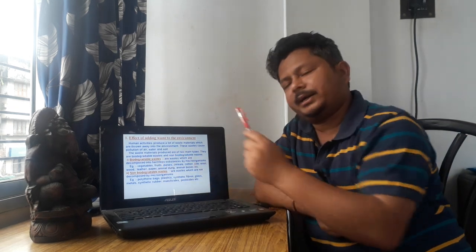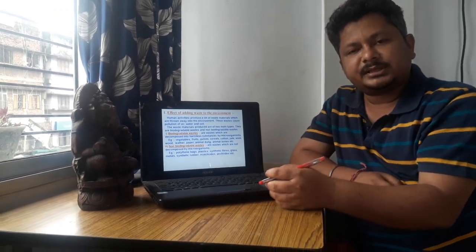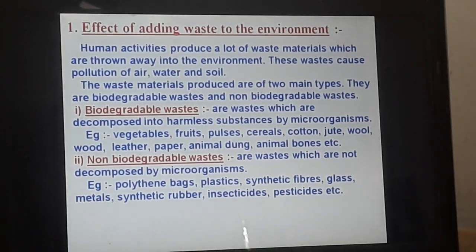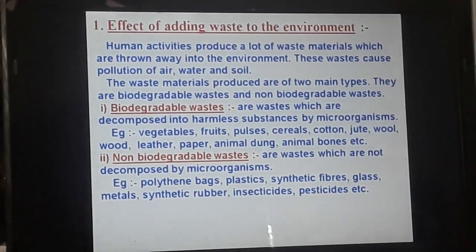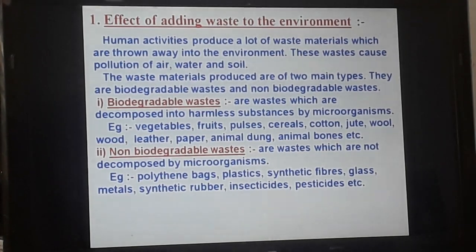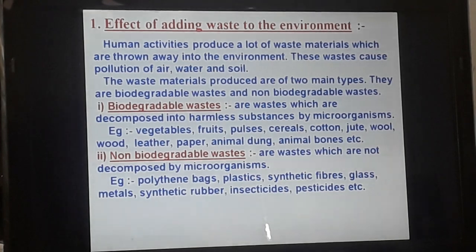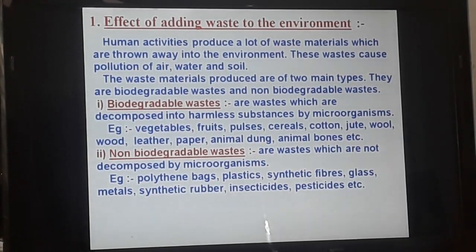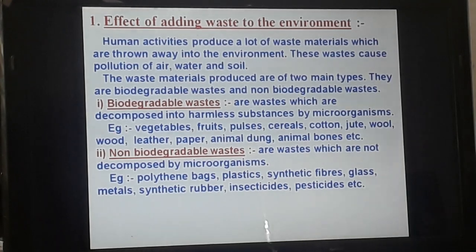When you hear the word biodegradable, bio means life, and degradable means which can be converted into some harmless substance. Please understand. Let us consider the example of kitchen waste. Kitchen waste is an example of biodegradable waste, because it is a complex substance, but it is converted to a simple substance by microorganisms. So any type of waste which is converted to a simple form by microorganisms is classified as biodegradable waste.